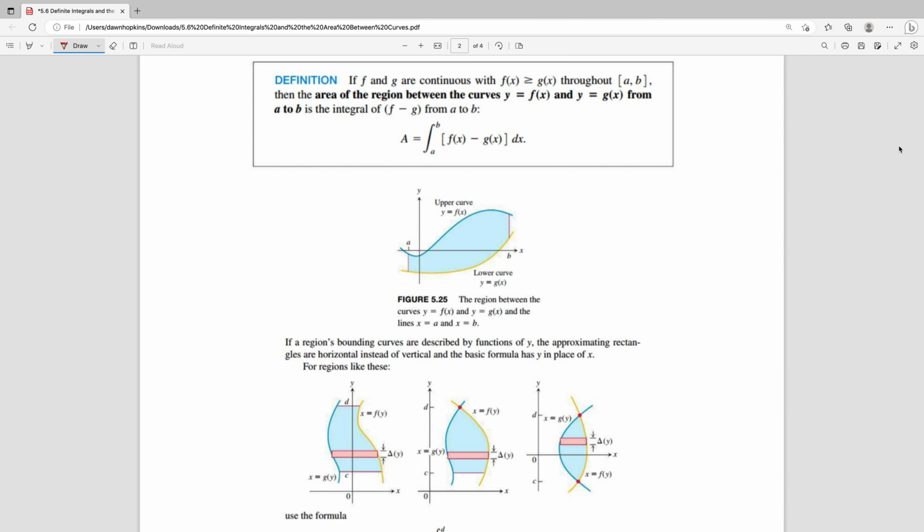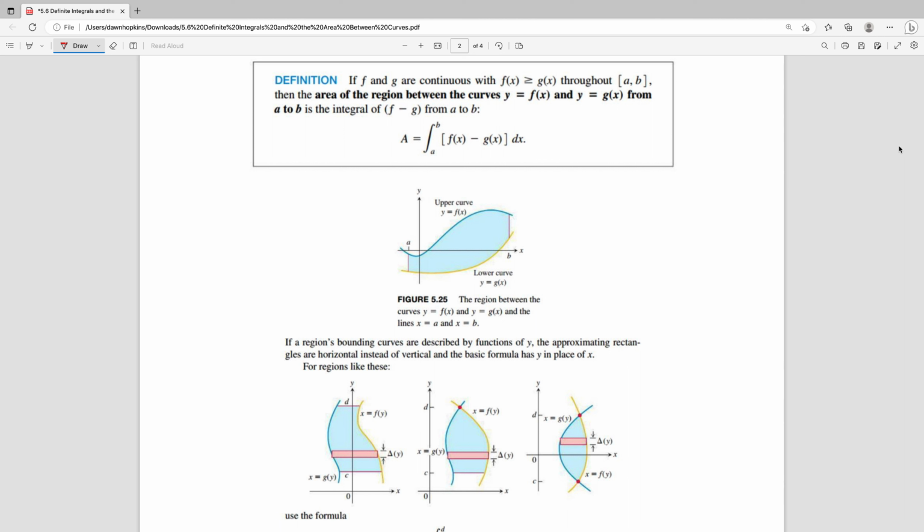The second part of Chapter 5, Section 6 is going to deal with the area between two curves. And we're going to look at this from two perspectives. In the first case, we're going to look at if we have an upper and a lower curve. To find the area in between those two curves, you're going to integrate with respect to x, and you just take the upper minus the lower curve.